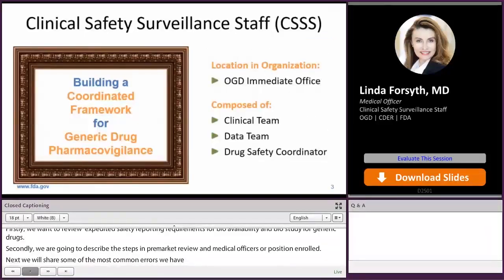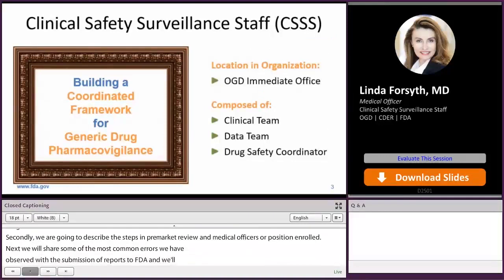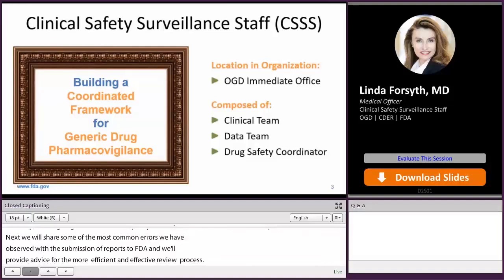Our group is called the Clinical Safety and Surveillance Staff, or the CSSS. It is in the Center for Drug Evaluation and Research in the Office of Generic Drugs and located within the immediate office. We are a multidisciplinary team composed of a clinical team, data team, drug safety coordinator, and director who oversees our group. We are responsible for a range of activities from pre-market to post-market safety.